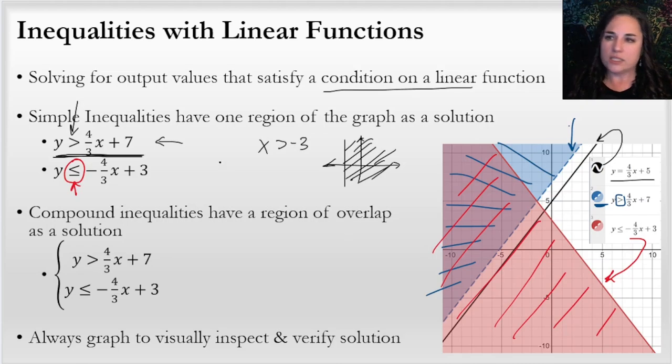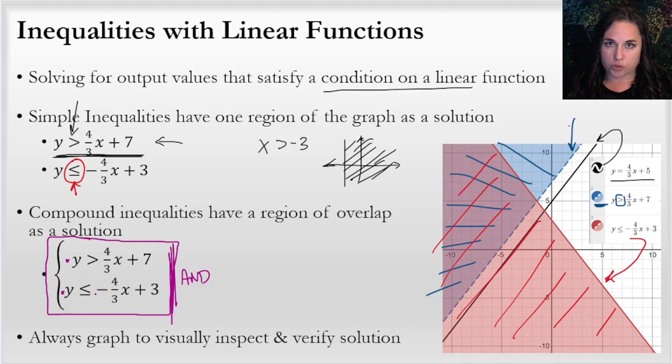Compound inequalities. Let's talk about compound inequalities. Compound inequalities, I mentioned, was when two things are true. So they'll denote this. You'll see this large bracket to the side. And so that means that both of these need to be true at the same time. And I'm going to interpret this as an and situation. During what part of the graph is this true and this true?